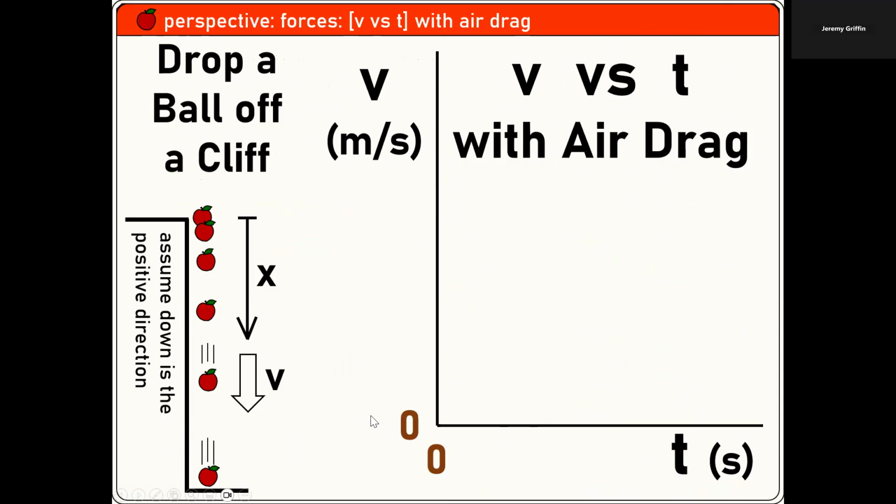Okay, guys, if you drop the ball, how fast is it moving at time 0? 0. So can you go ahead and put a point right there? Point at 0, 0. Okay. What do you think the rest of that graph would look like with air drag?